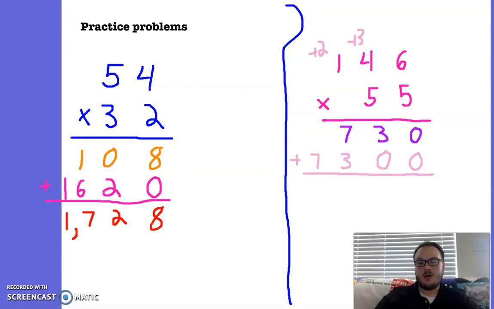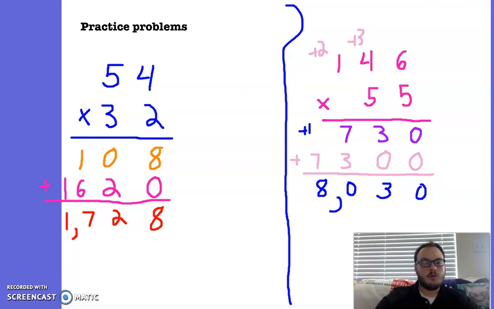I add it all together. 0 plus 0 is 0. 3 plus 0 is 3. 7 plus 3 is 10. So I need to remember to regroup my 1 over here. So I have 7 plus 1 is 8. So I have a product of 8,030.